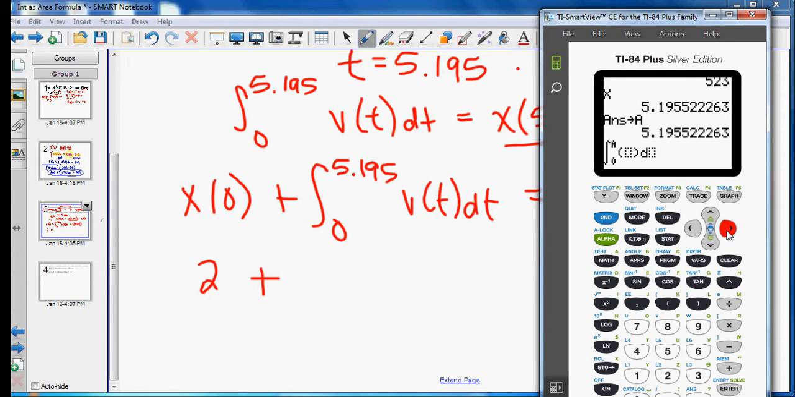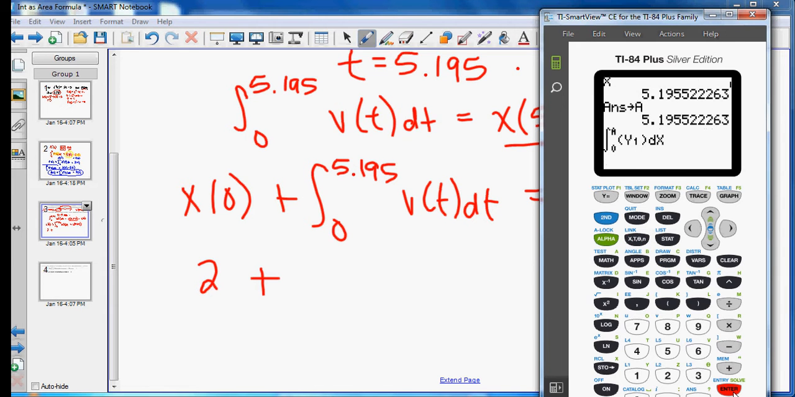And I already have the velocity equation plugged in. You can retype the equation, or you can go to variables or vars, then go over to y variables. So variables, y variables, function, y1. So that just plugs it in for me so I don't have to retype the whole thing. X. So this is finding the integral from 0 to 5.195 under the velocity equation.